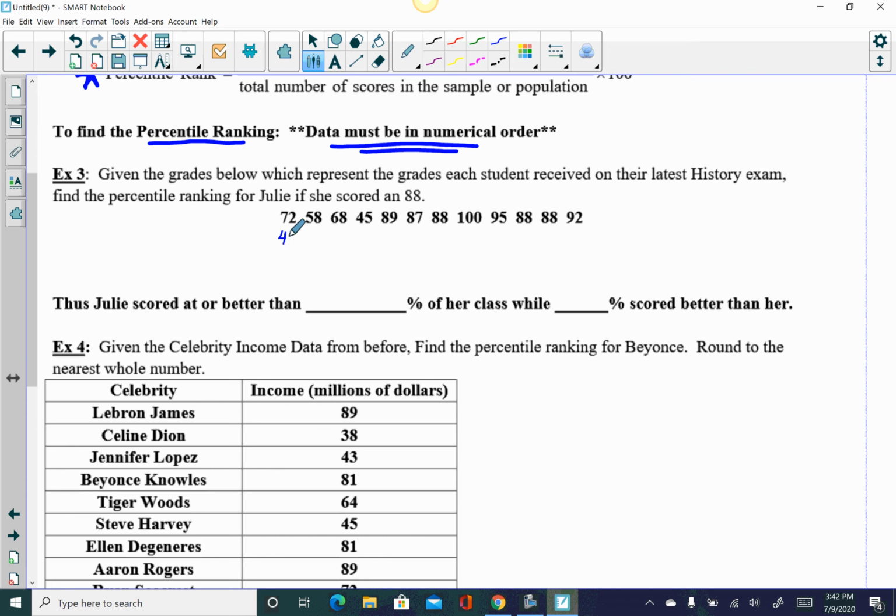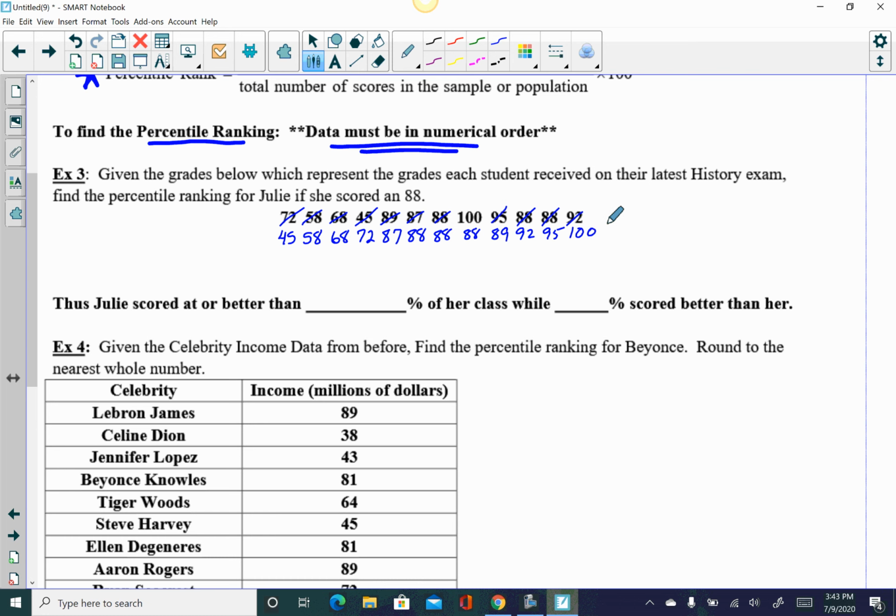So 45 is the smallest, and you can always cross them off too. Then it goes to 58, cross it off, 68, 72, 87, 88, a couple of 88s, 88, 88, 89, 92, 95, and 100, 100.